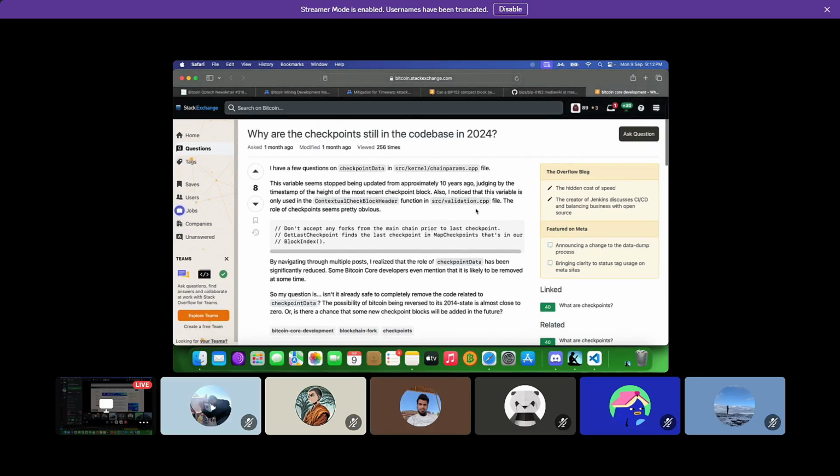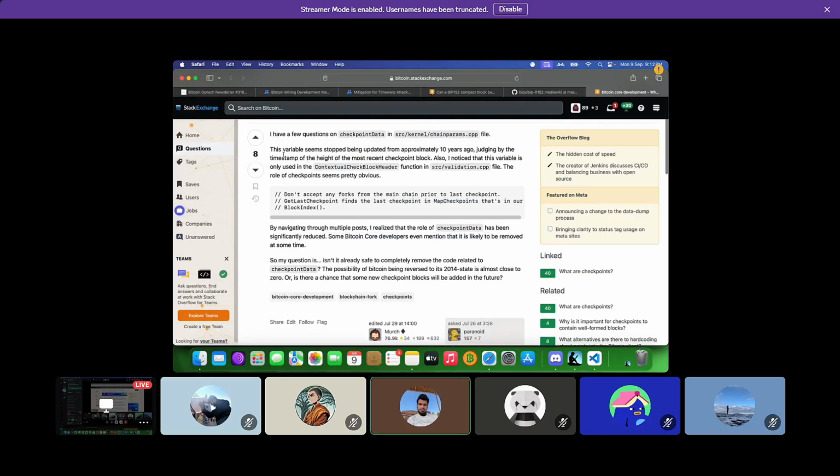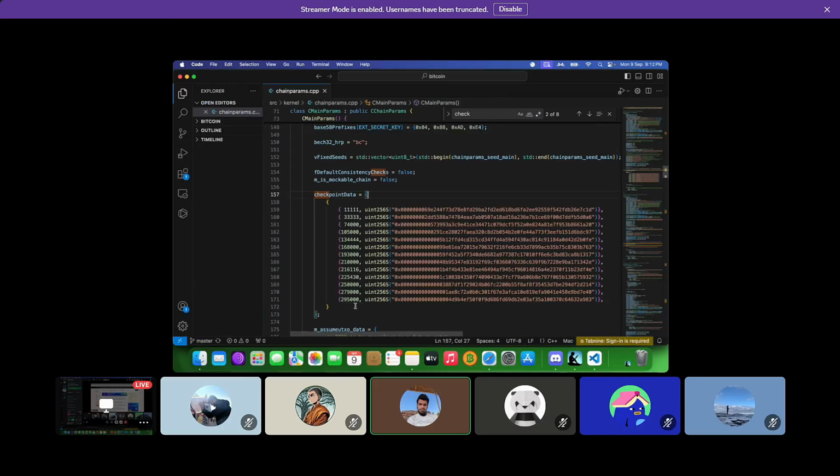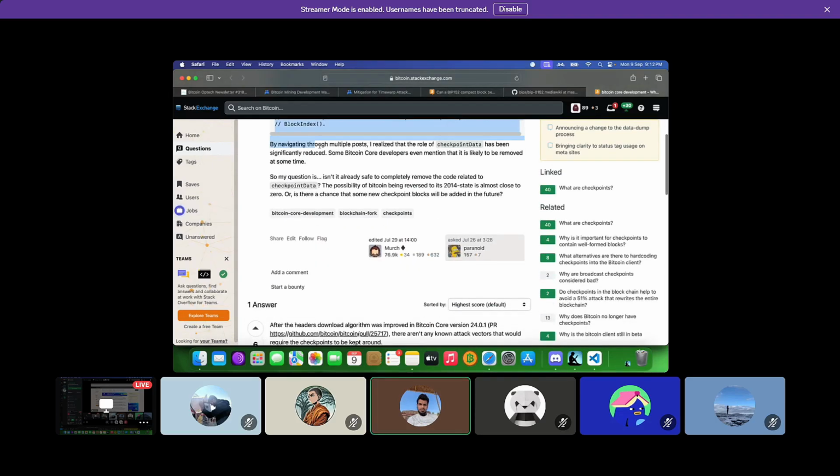So you have checkpoint data. The questioner says, I have a few questions on checkpoint data. This variable seems to have stopped being updated approximately 10 years ago. The last checkpoint we saw was block number 295,000, and currently we're at 800,000 plus. So the last checkpoint was 10 years ago. The questioner says we stopped using them 10 years ago, judging by the timestamp of the most recent checkpoint. Also, I noticed that this variable is only used in the ContextualCheckBlockHeader function in validation.cpp. By navigating through multiple posts, I realized that the role of checkpoint data has been significantly reduced.